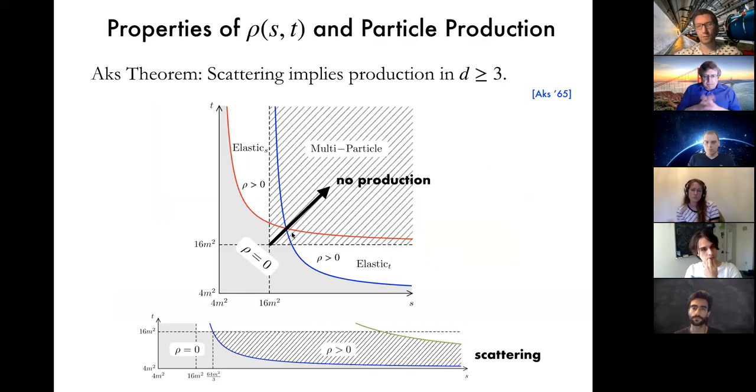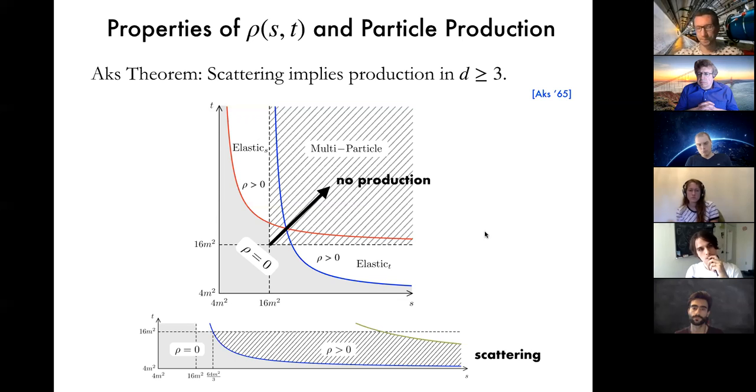Maybe one way to think about it, if you forget about the blue curve and just think about the red curve. From elastic unitarity, you will conclude that everything below the red curve, rho has to be 0, and rho here has to be positive by the fact that there is a scattering. And now you try to draw a crossing symmetric picture. And what you'll find is that where you were concluding that rho is 0, rho has to be positive suddenly, so you get a contradiction.